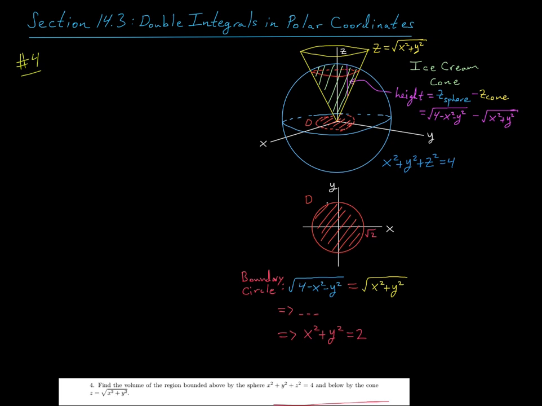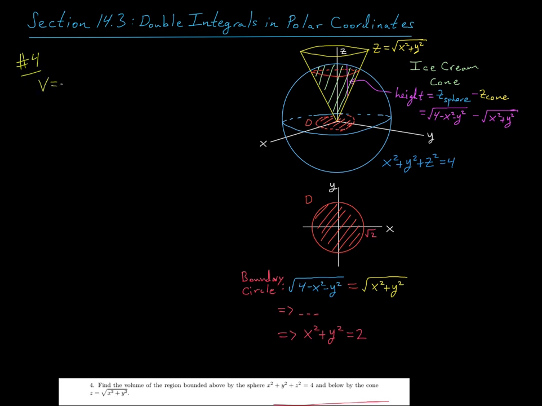Now, how do I know the radius of this boundary circle? Well, to find that, we can just set the z coordinates of the sphere and the cone equal to one another and do a little moving around, and you get this relationship. x squared plus y squared is equal to 2. So in other words, that boundary circle for the cone and sphere has radius root 2. Okay, so now we're in a place where we can go ahead and set up an integral for our volume.